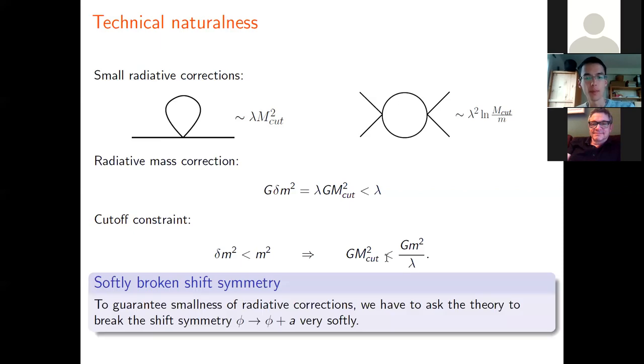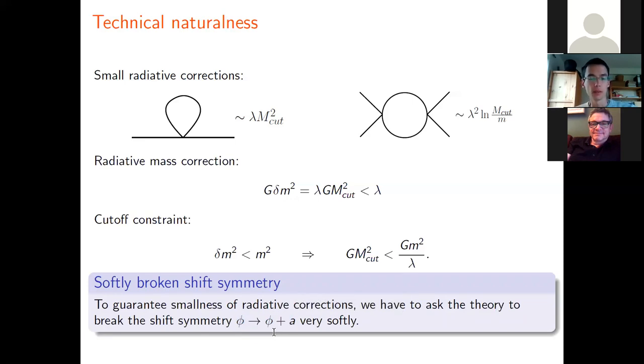And probably the takeaway, or the requirement that we need for the model to be natural and for the couplings to be radiatively stable, is that we need the theory to only break very softly the shift symmetry of phi.